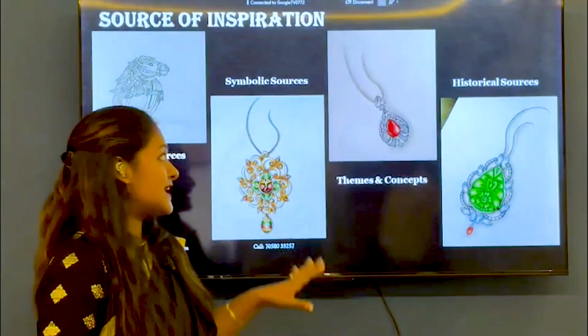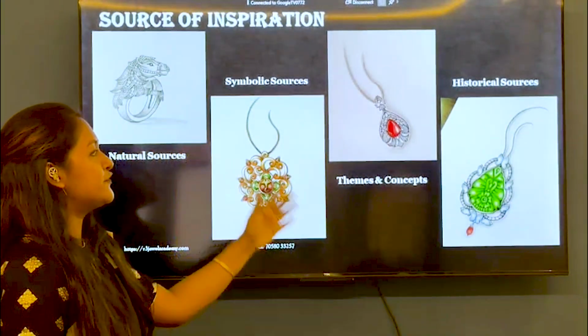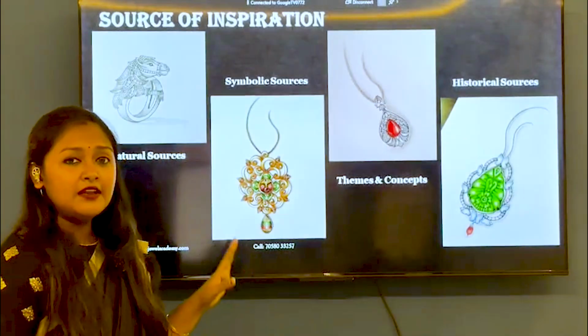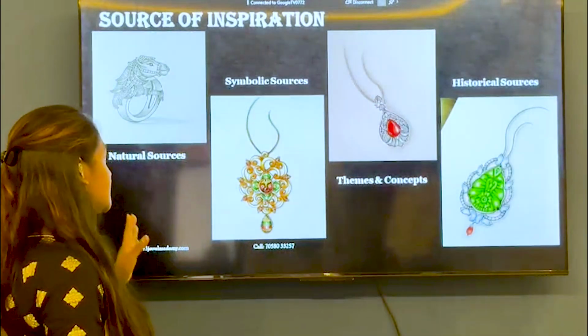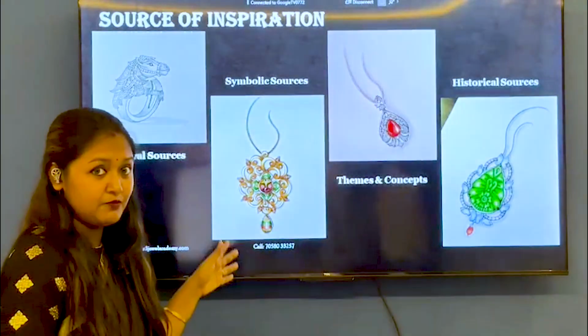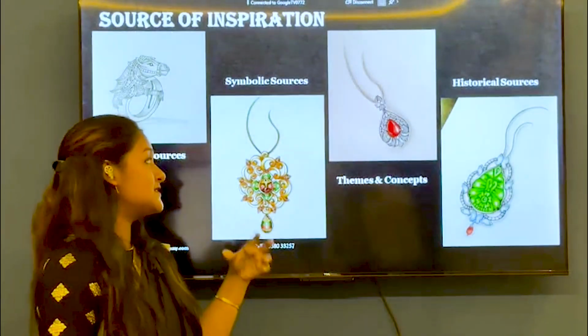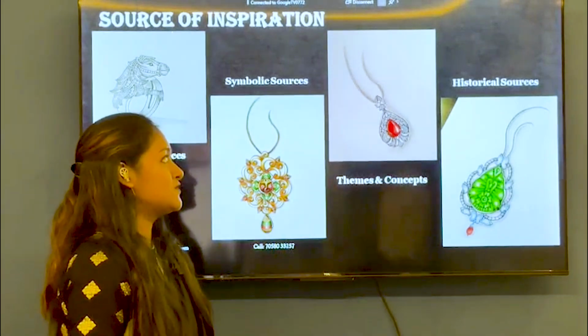Now, let's have the examples. Here, you can see these are the different types of designs done manually. The first one is on natural source. The second one is symbolic, which is religious, symbolic. The third one is theme and concept. Its concept was passion. And the last one is historic.